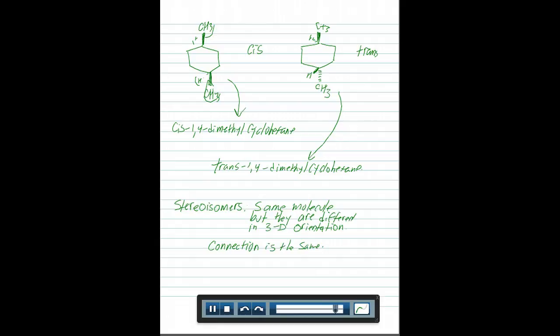What do I mean by connection? I mean that your methyl groups are still connected to the 1 and the 4, and you still have a cyclohexane. A constitutional isomer would be if you have a 3-membered ring compared to the 6-membered ring. The molecule is just totally a different molecule. There's nothing similar about it. But these molecules are almost identical. It's just how in 3 dimensions they are not the same. So that's what a stereoisomer is, and we'll learn a lot more about stereoisomers later on in the semester.